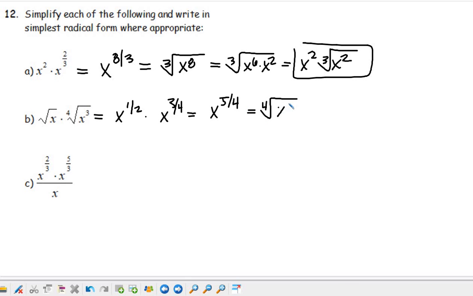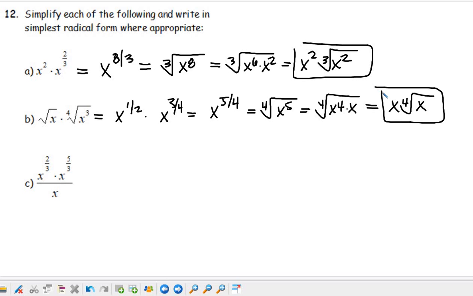That would be the 4th root of x to the 5th. Should be the 4th root of x to the 4th times x, which would be x times the 4th root of x.